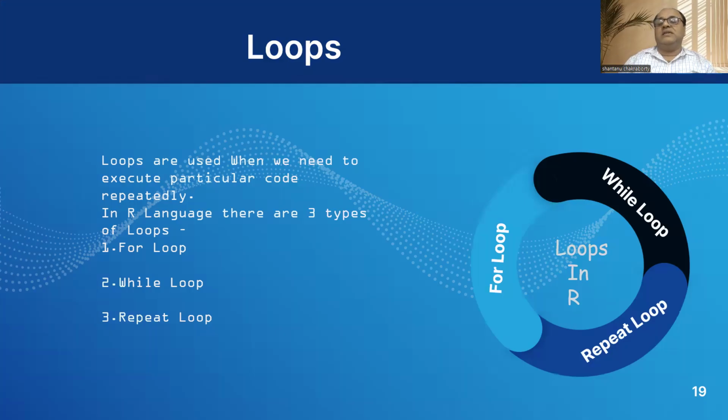Then comes iteration or looping. Looping is a very important part in R. Loops are used when we need to execute a particular code repeatedly. There are two types of loops that we use. One is the for loop, the other one is the while loop. In the for loop, we iterate and provide the loop control variable and the condition. And in the while loop, we provide the condition and then comes the body of the loop, and the loop counter variable is incremented by 1.